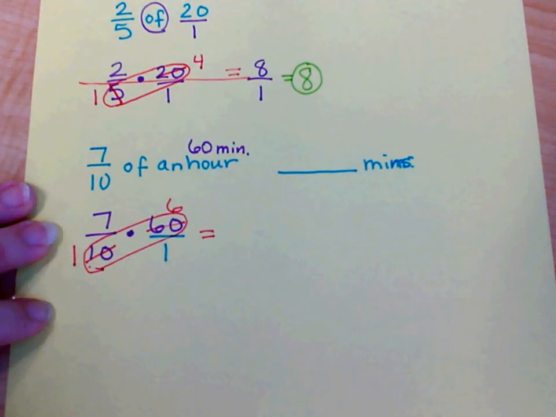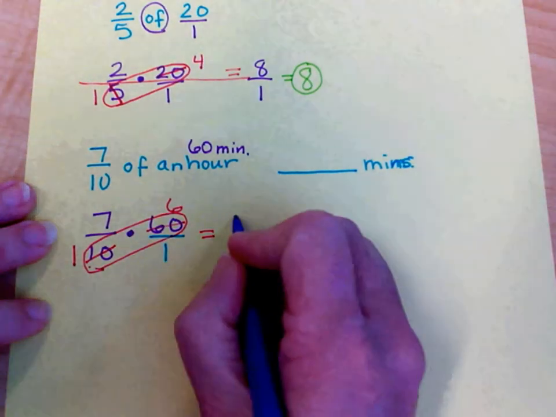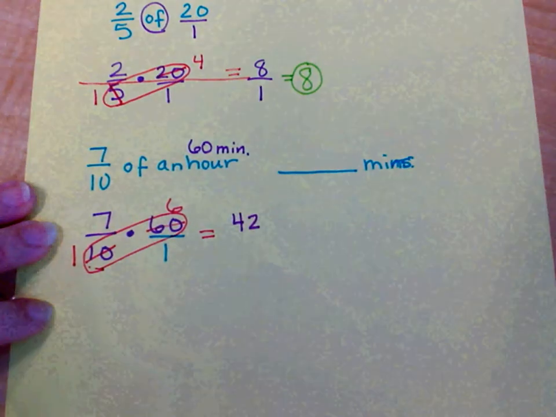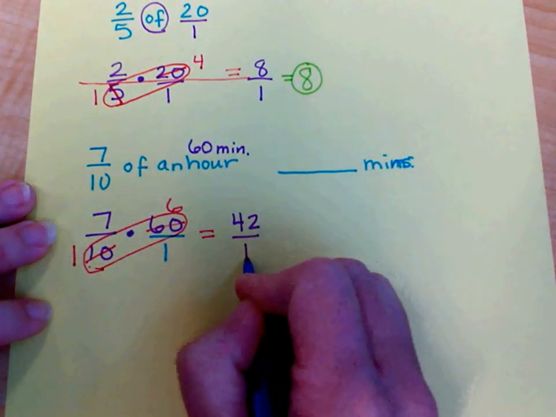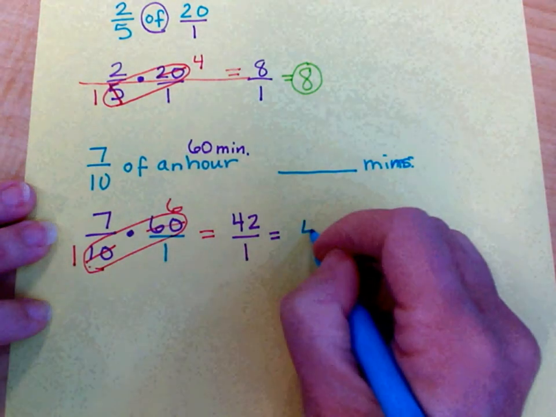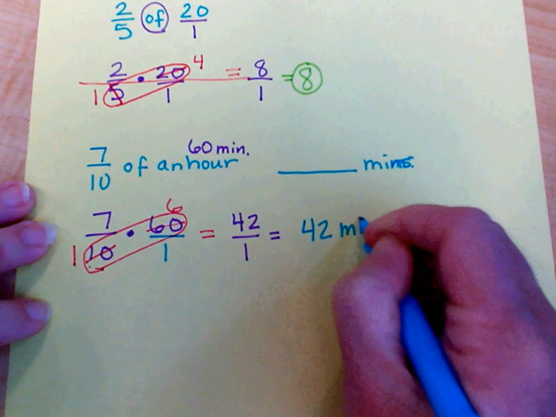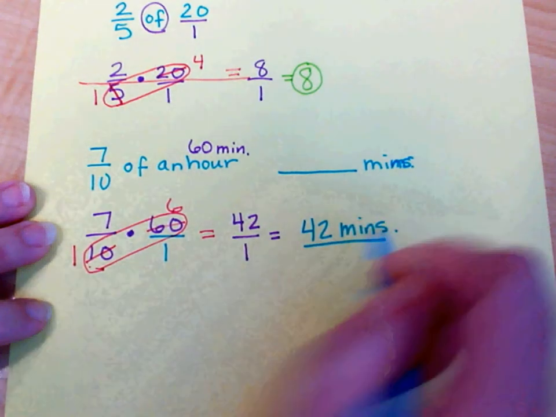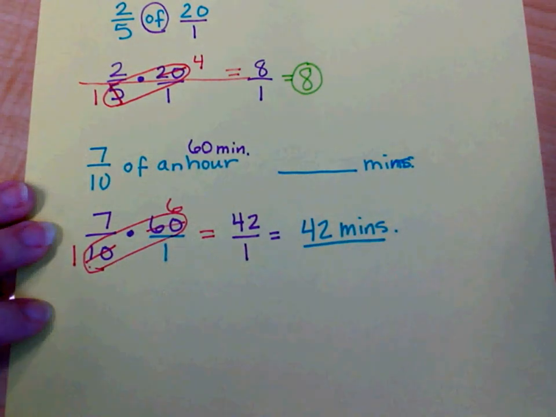Go back to my rules for multiplying, top times top, 42, and bottom times bottom, 1. When I simplify this out, I end up with a final answer of 42, and we're talking about minutes. 42 minutes. Now you give it a try.